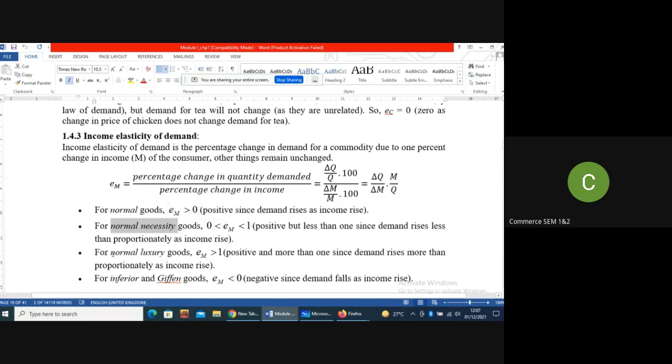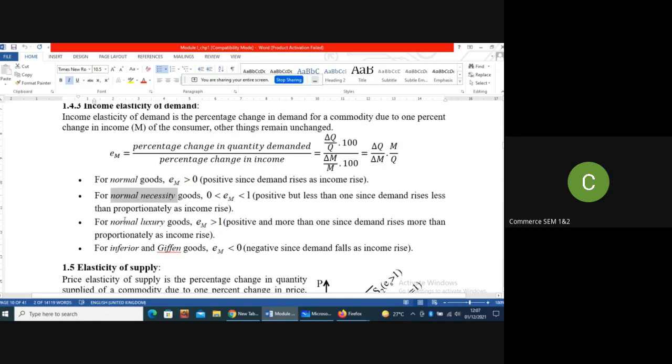Again, for normal luxury goods, the value of income elasticity will be positive and more than 1. More than 1 means if your income changes by 1%, your percentage change in demand will be more than 1%, or we call it a more than proportionate change in demand for a change in income. So for normal luxury, EM will be positive, greater than 1. Positive but greater than 1.